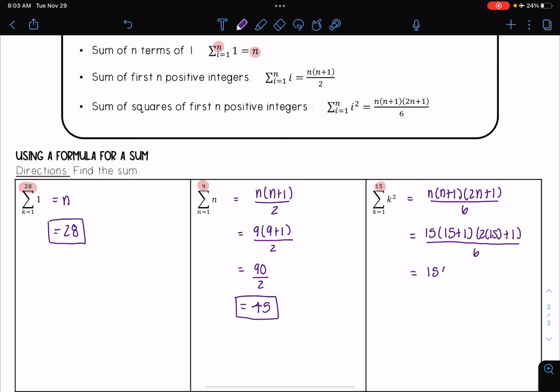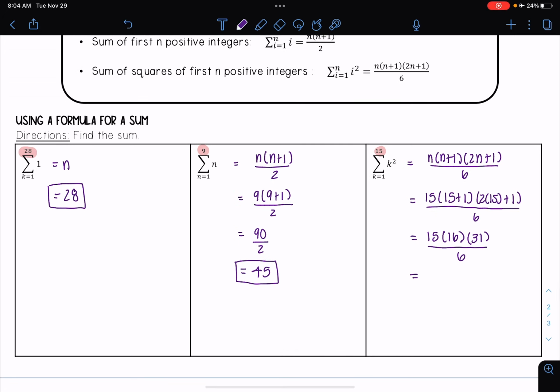So this is 15 times 16. 2 times 15 is 30, plus 1 is 31, divided by 6. 15 times 16 times 31 is equal to 7440. And then when I divide that by 6, I get 1240.